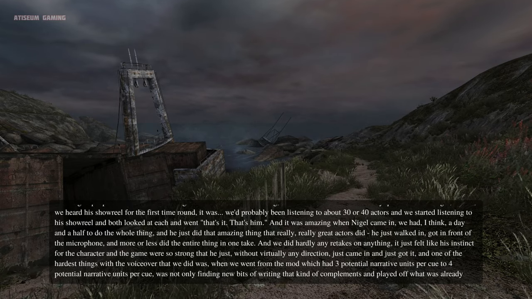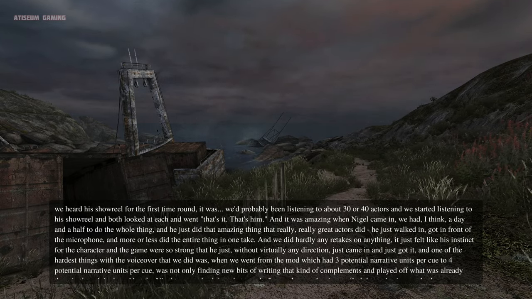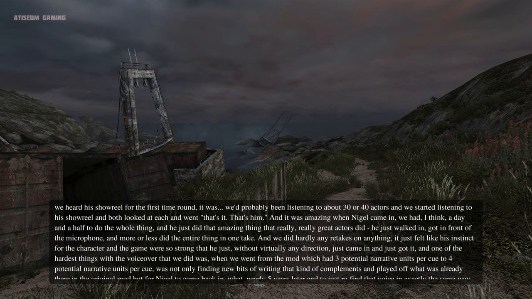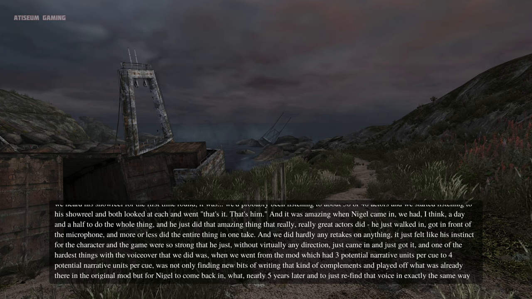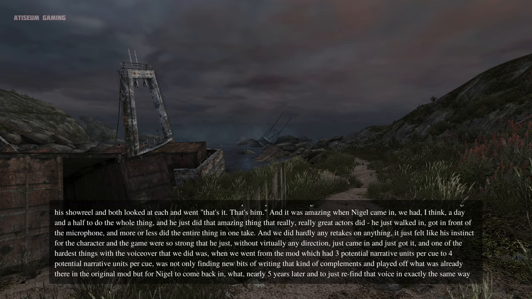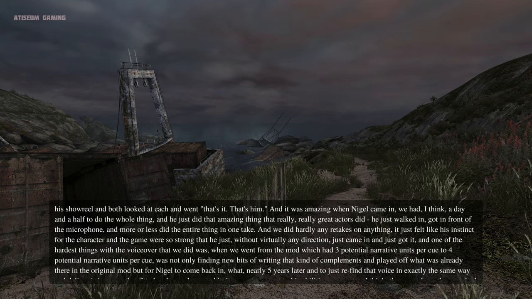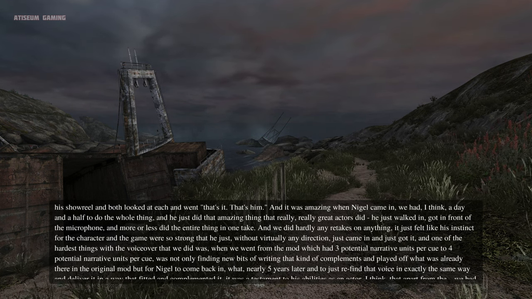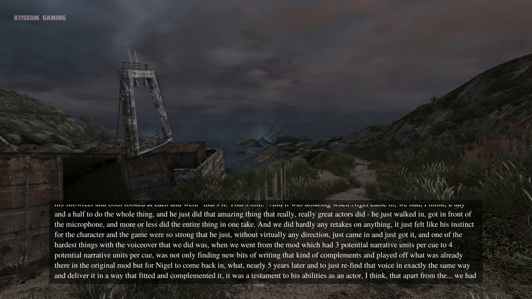And it was amazing when Nigel came in. We had, I think, a day and a half to do the whole thing. And he just did that amazing thing that really, really great actors do. He just walked in, got in front of the microphone, and more or less did the entire thing in one take. We did hardly any retakes on anything. It just felt like his instinct for the character and the game was so strong that, without virtually any direction, he just came in and got it.